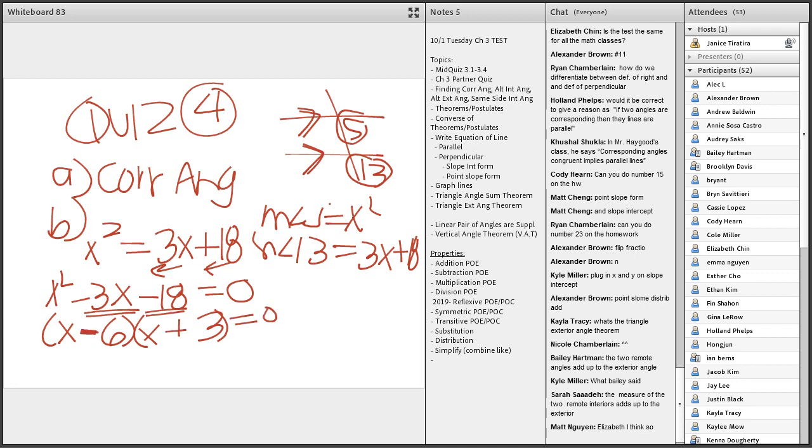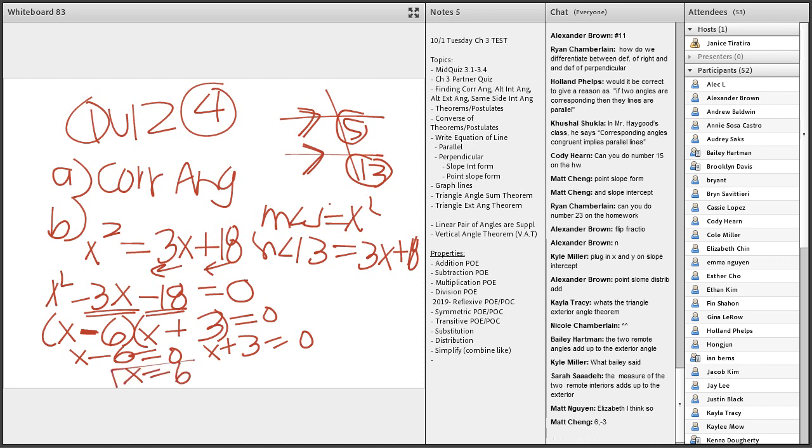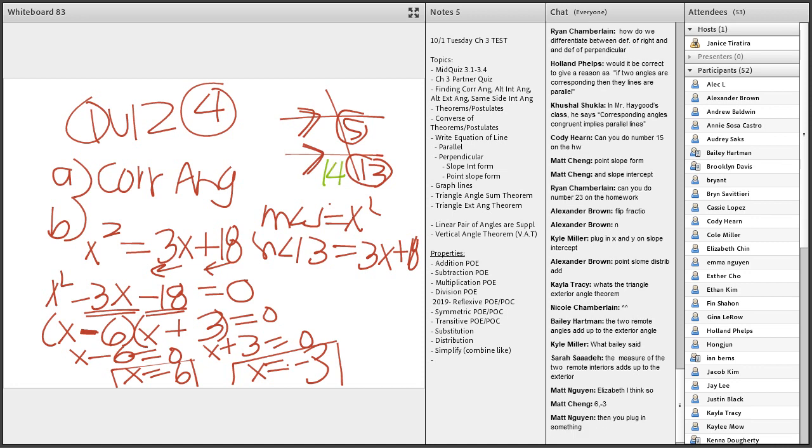Now you're still solving, so make sure you set each factor to 0 and solve. If you add 6 to both sides, you get 6. And subtract 3 from both sides, you get negative 3. That's easy, hopefully, if you know how to factor. So from there, it said find y. Well, y was right next to here, next to 14. It said measure of angle 14 equals y. I'm going to plug it in.